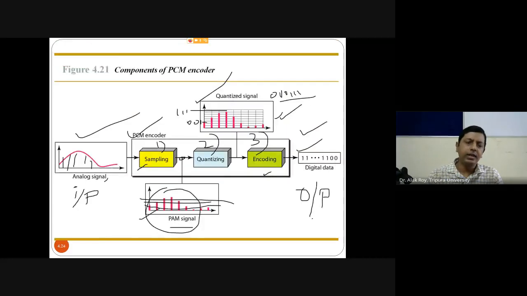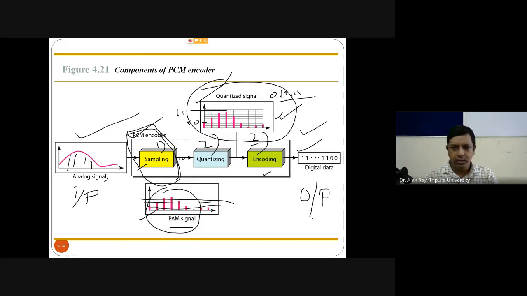We were originally in this topic. What I have just covered: sampling, three different types of sampling, and then what the sampling rate should be. Then again, I will explain this part, quantization.